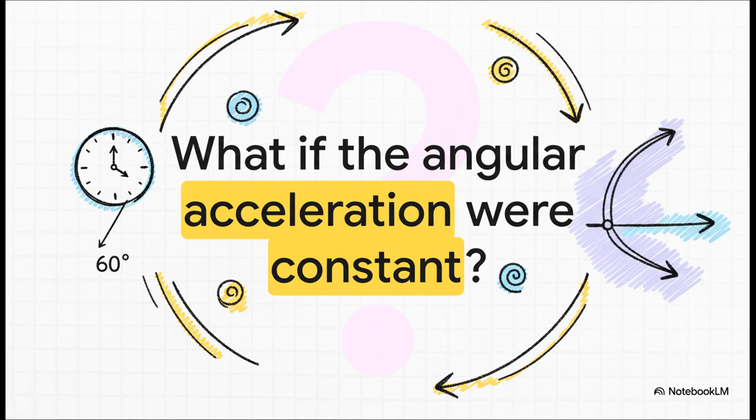At precisely the 7-second mark, the balance between these two components is just right to tilt that total acceleration vector to a perfect 60-degree angle, which leaves you with a really interesting question to chew on. How would any of this change if that angular acceleration was constant instead? That's a great one to think about for next time.